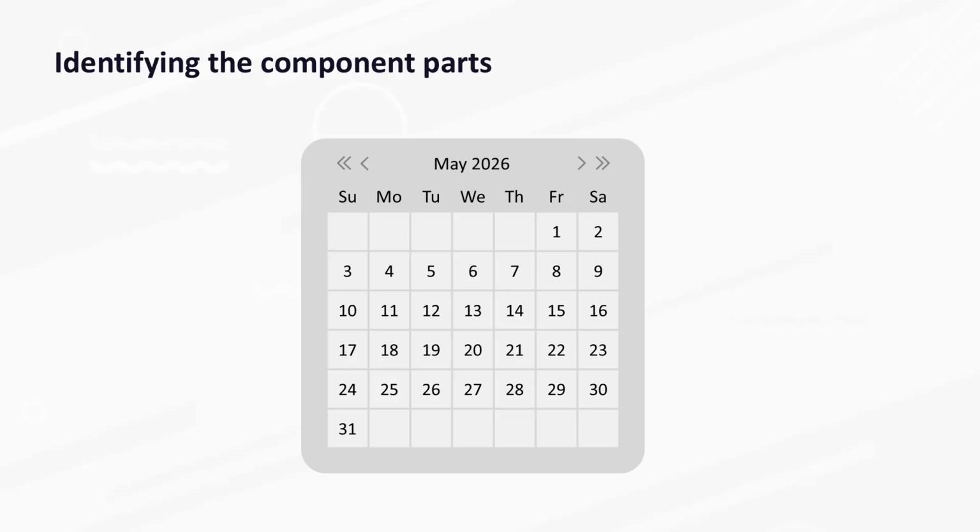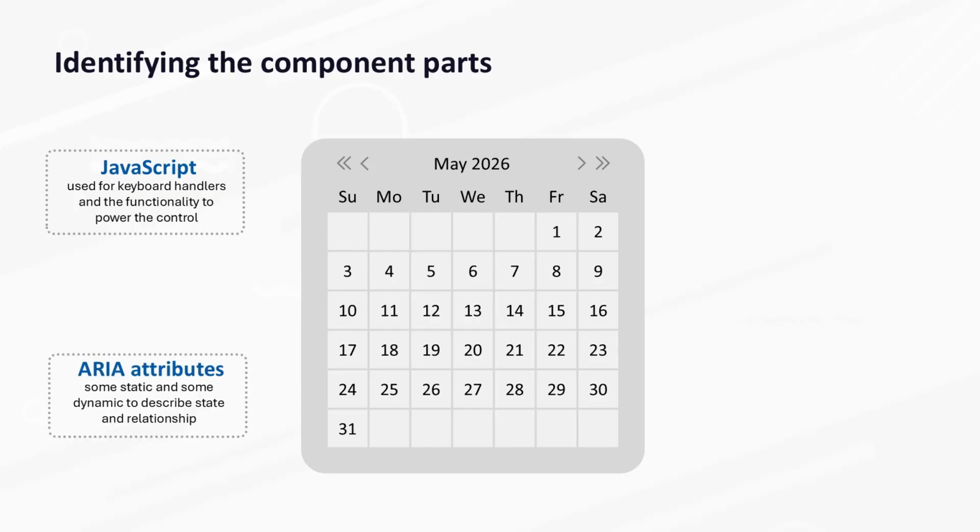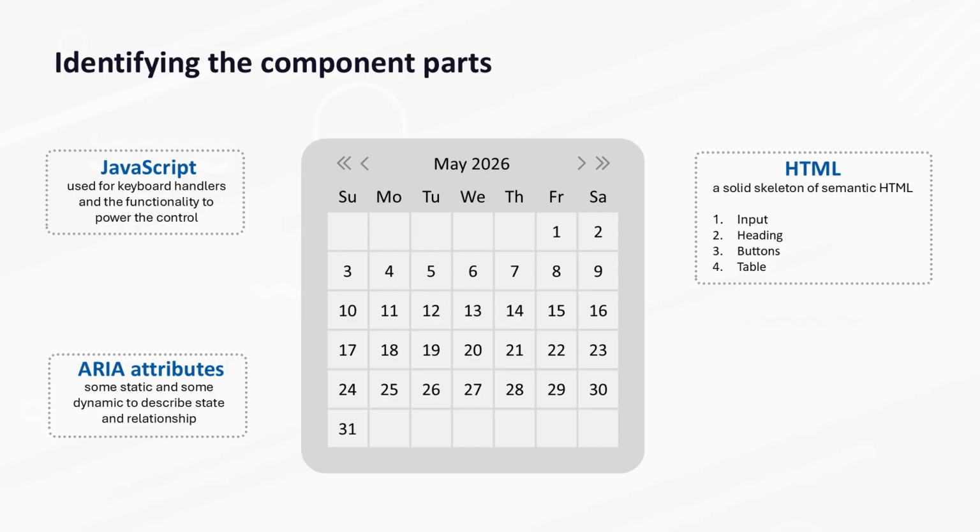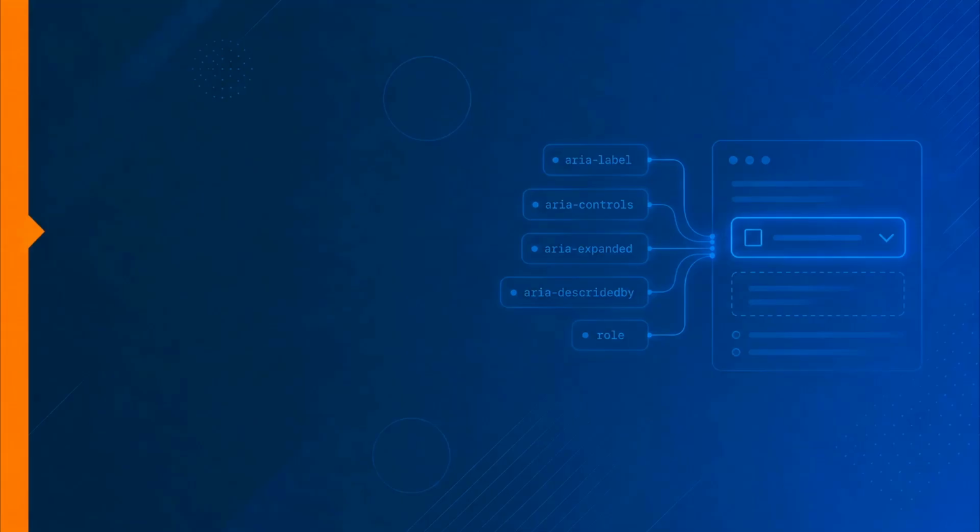What makes the component tick is a combination of the JavaScript used for event handlers and the functionality to power the date picker control, ARIA attributes, some static and some dynamic to describe the state and relationship, and a skeleton of semantic HTML comprising input, heading, buttons, and table forming the main structure of the control.